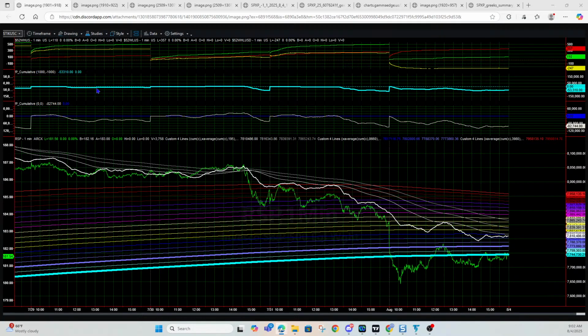This last week, we were talking about being cautionary once we got below these moving averages, and we saw that the filtered cumulative tick was moving below zero into the downside. Institutions were selling more than buying. And then our cumulative tick obviously below zero.